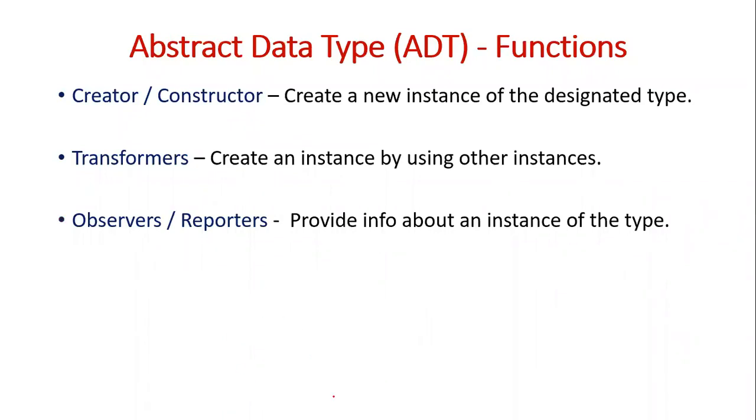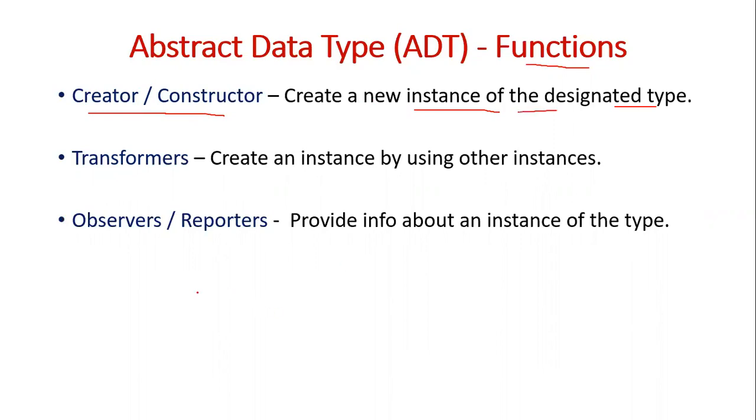Just now we discussed an example ADT for stack, where there are functions like push, pop, and so on. A typical abstract data type will have three types of functions. What are they? It will have a creator or a constructor function, which is used to create a new instance of the particular data type. New instance means one variable of that particular data type.